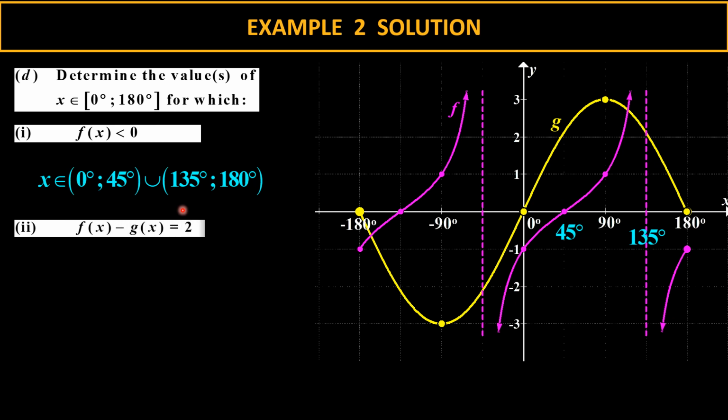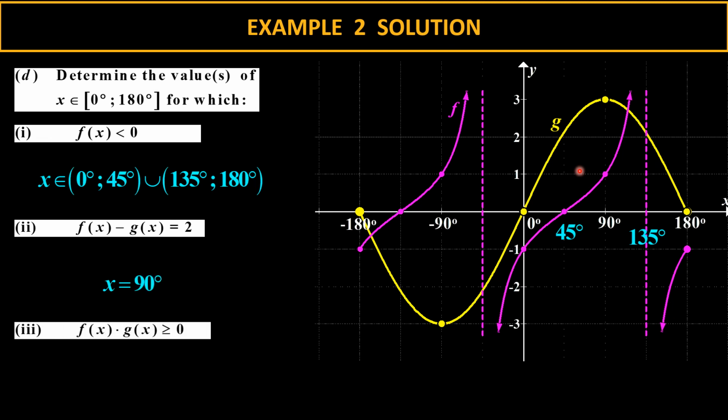Now the next one, f(x) minus g(x) equal to 2. What do we have to look for? Where's the distance between the two graphs 2? Now if you look for that, can you see it? That's correct. There's only one place where it's exactly equal to 2. That's a place where I know it's exactly equal. There's also a 2 somewhere else here, but that one is definite. So it's at 90 degrees. So that will be x equal to 90.